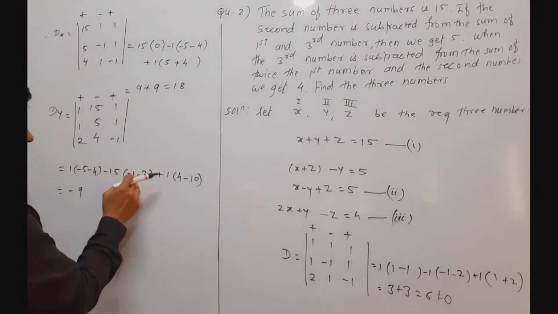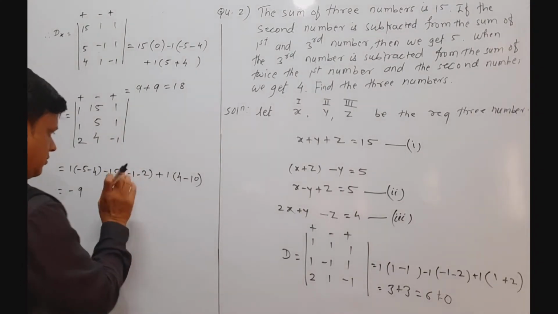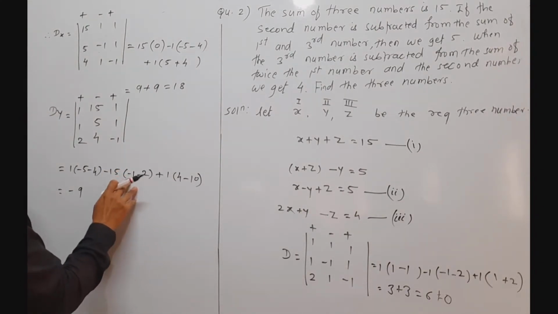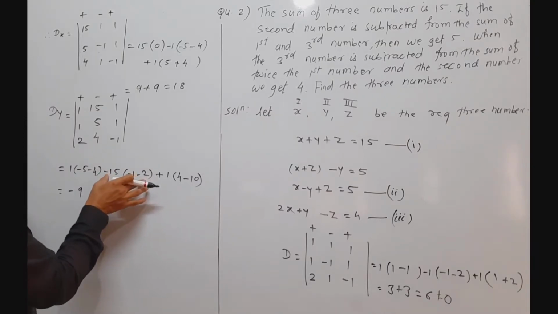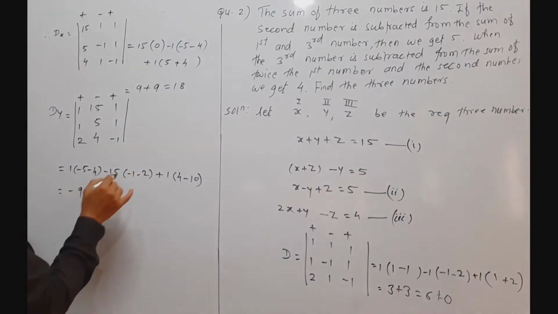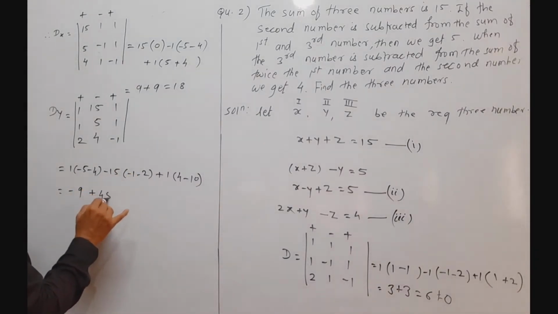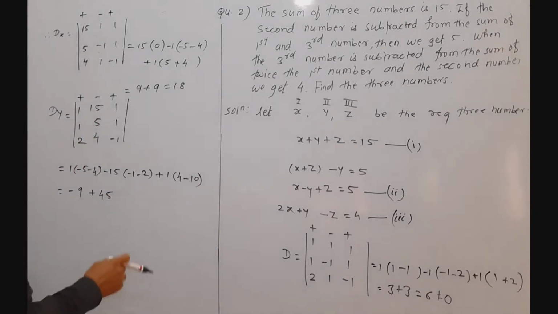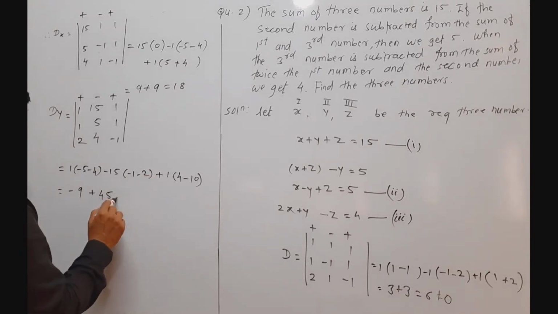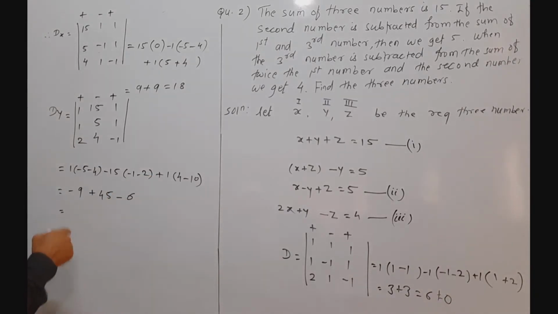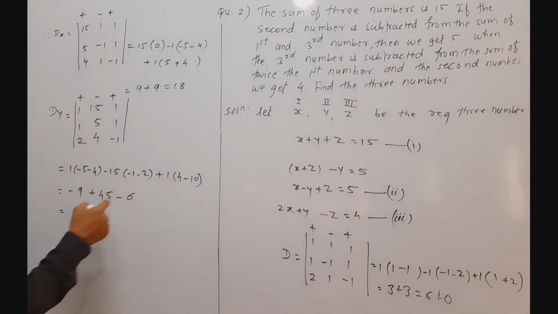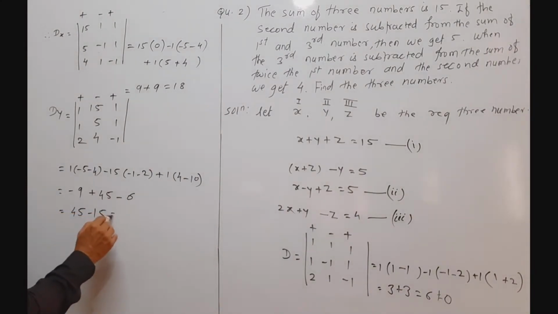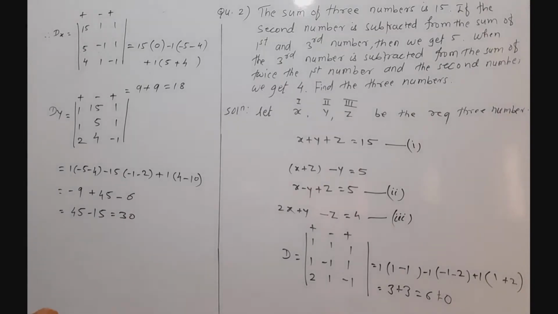Minus 1 minus 2, minus minus, first we add this, minus 1 minus 2 we get minus 3, minus minus plus, so 15 threes are 45, so we get here 45. 4 minus 10 we get minus 6, minus 6 into 1 we get here minus 6. So minus 9 minus 6 we get minus 15. So right here 45 minus 15 which is equal to 30.